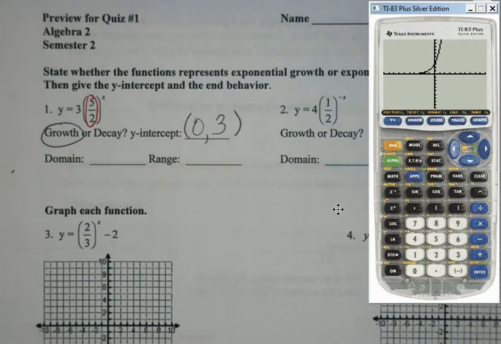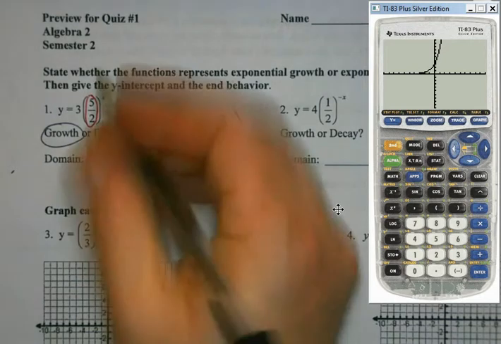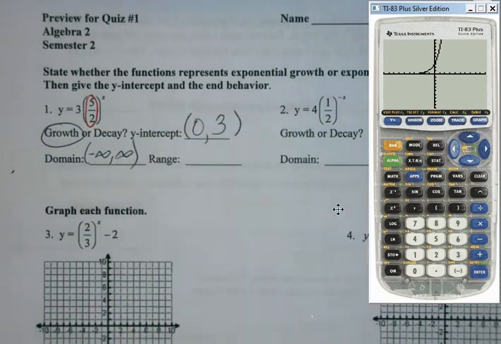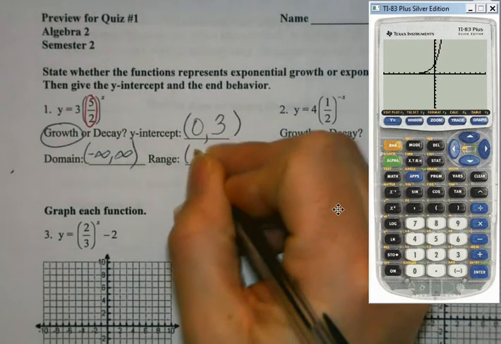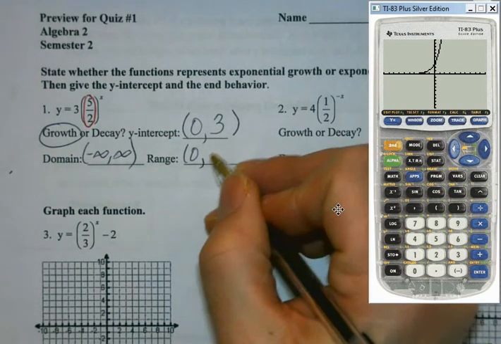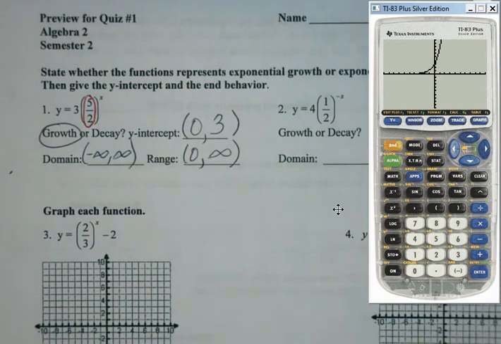What's my domain? Okay, in this case, that's what your domain is going to be. So actually the easiest question that you see on this. What about my range from bottom to top? 0, it approaches 0 down here at the bottom, and then goes off to infinity. Again, I want the parenthesis because it doesn't hit 0, it just gets really, really close.